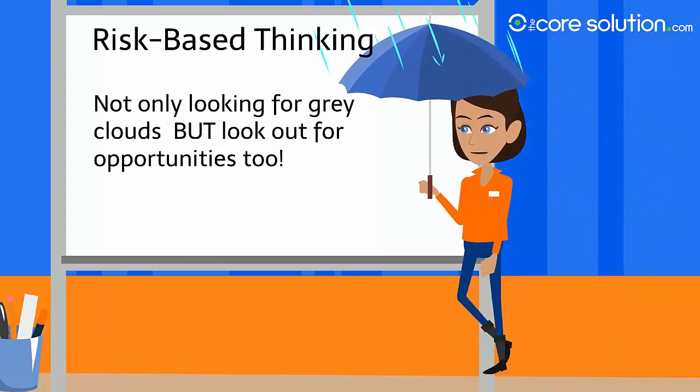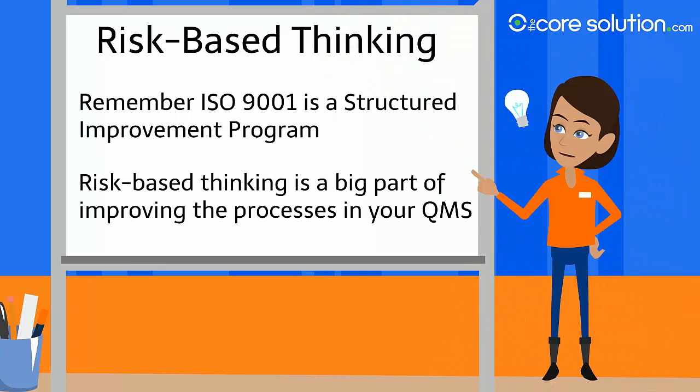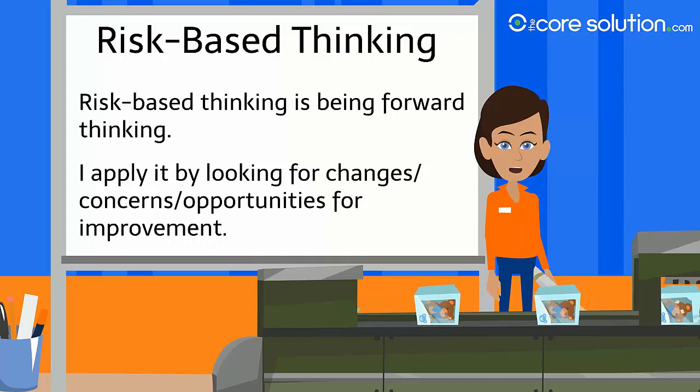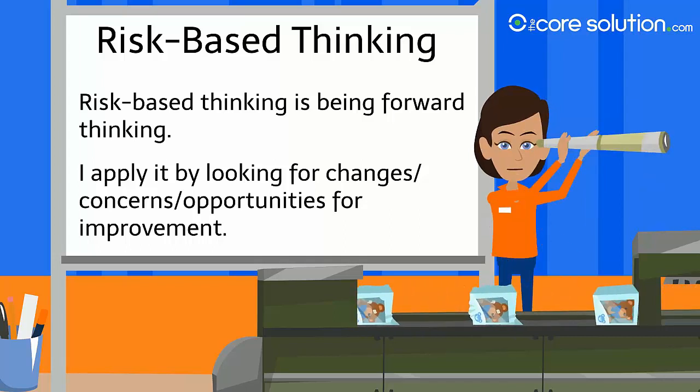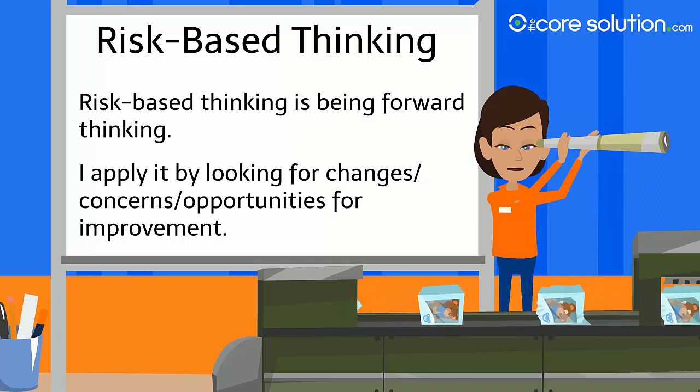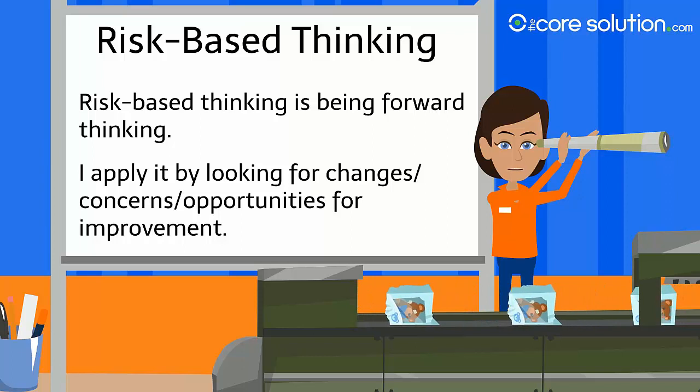But risk-based thinking is not only looking for gray clouds, it also applies to being on the lookout for opportunities. Do you remember that we said that ISO 9001 can be considered a structured improvement program? Well, risk-based thinking is a big part of improving the process in your QMS. As you go about your daily duties, be aware of what you are doing and look for ways that can improve how you do your job. When an auditor asks you what is risk-based thinking and how do you apply it, you can answer, risk-based thinking is being forward-thinking. I apply risk-based thinking by looking for changes or concerns and opportunities for improvement.